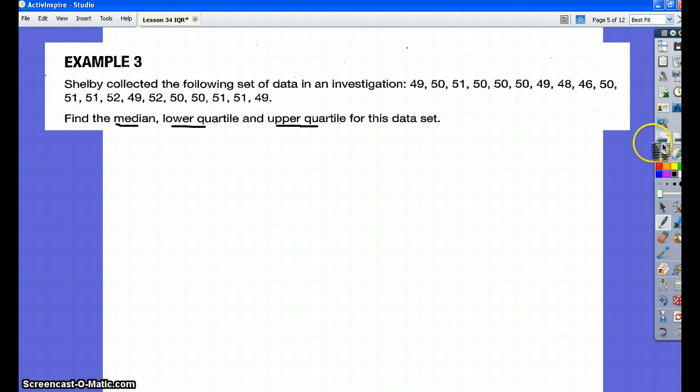Okay, let's look at this example. So these examples can be, the only tricky part is just staying organized with the data. So as you organize them, go from least to greatest. So I'm going to do my best to do this with the mouse. So the first number is 46. So let's cancel out 46. Then 48.